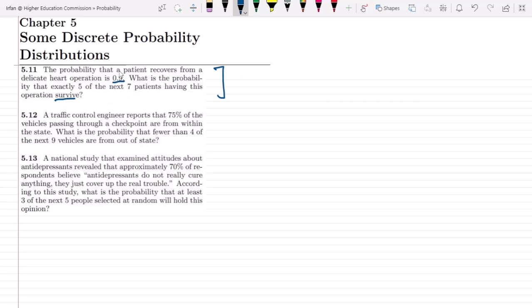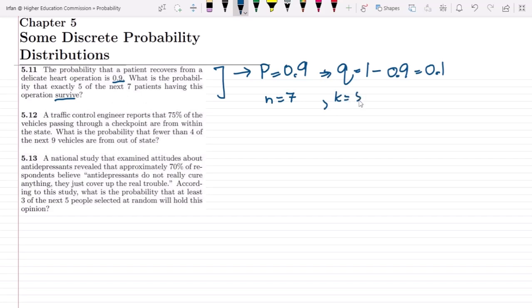So this is the probability of survival, p, and it is 0.9, and the probability of no survival would be how much? That would be q, and it is 1 minus 0.9, so it would be 0.1. Similarly, the total number of patients here is n equal to 7, and we have to find that exactly 5 of them survive. Okay, so k is 5 here.